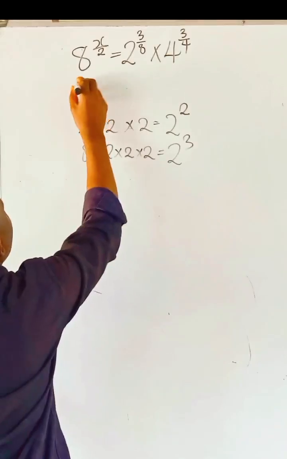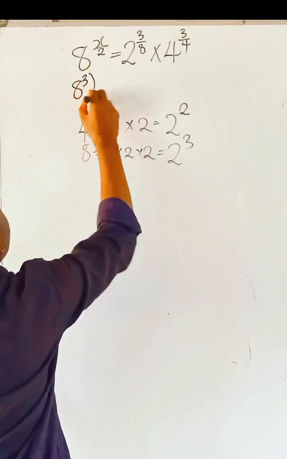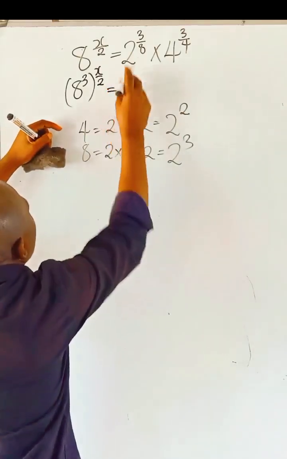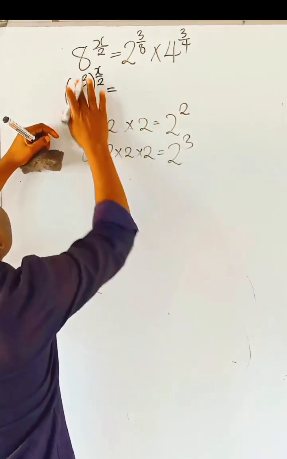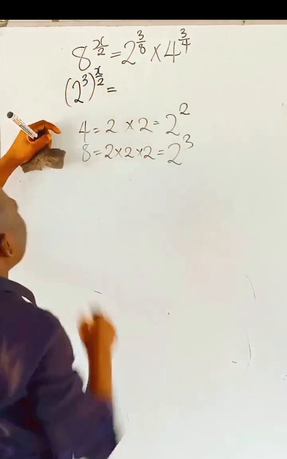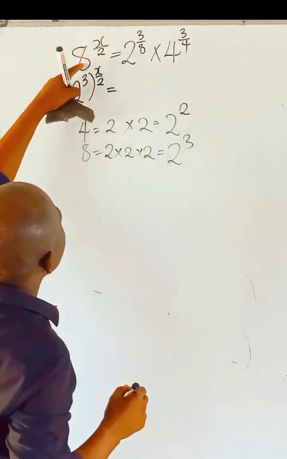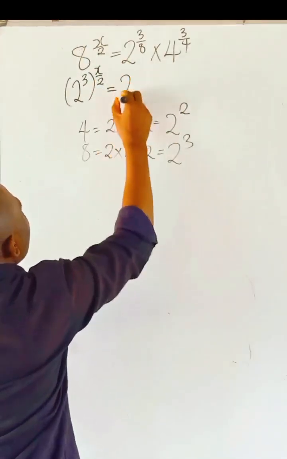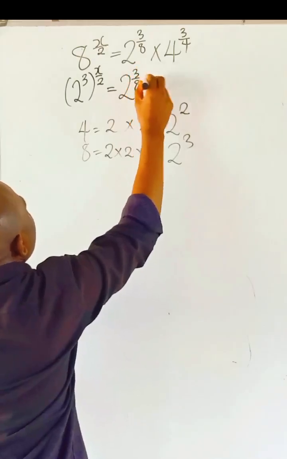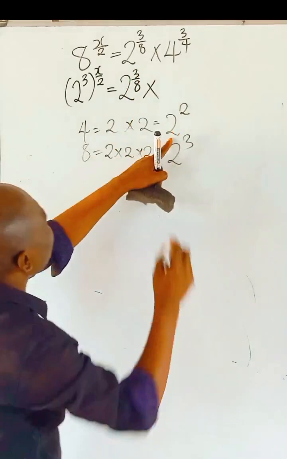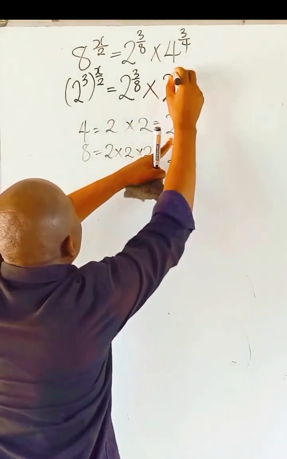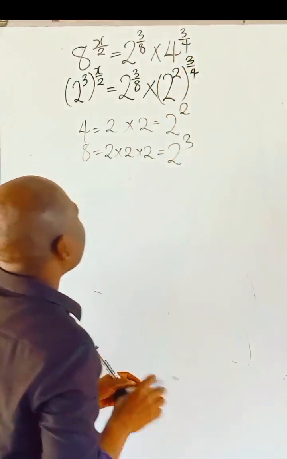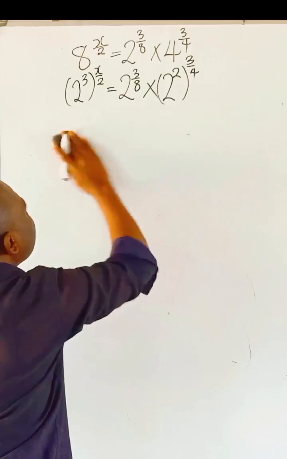Now we have 8 raised to the power of 3, or in bracket, x all over 2, raised to the power of 2, equal to 2 raised to the power of 3, which is this 8, multiplied by this. Then we have 2 raised to the power of 3 all over 8 times, in place of 4, 2 raised to the power of 2. So we have 2 raised to the power of 2, or in bracket, 3 raised to the power of 4. Now we can continue.